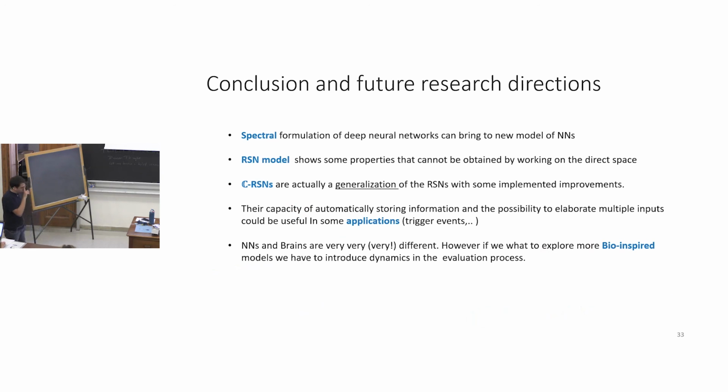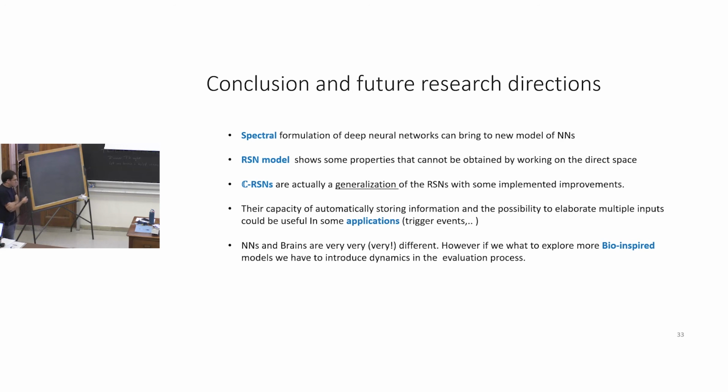we saw how the spectral formulation can bring to some new models of neural networks. And we saw how the recurrent spectral network in particular cannot be obtained by working on the direct space, because we needed to put some constraint on the reciprocal space. I have introduced you to this new version, but again, this is just a preliminary result on this complex recurrent spectral network, and I hope we will finish this part as soon as possible.